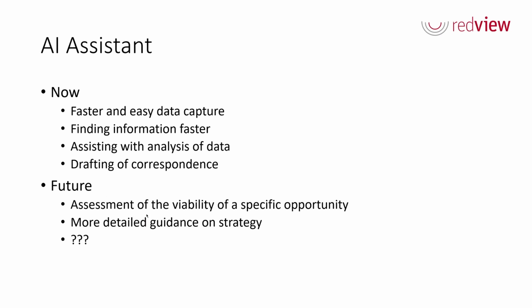Looking at future, though, we see the capability of using the tool to assess the viability of an opportunity when it comes in, so we can use the history of dealing with similar types of opportunities to say, oh, well, you need to do this with this one, or this is not such a good one, or this is one to pay attention to. And then at a higher level, we can start to feed information into the AI agent to be able to provide more detailed guidance on strategy. And I'll try to show you some of the thoughts that we've got there as well.